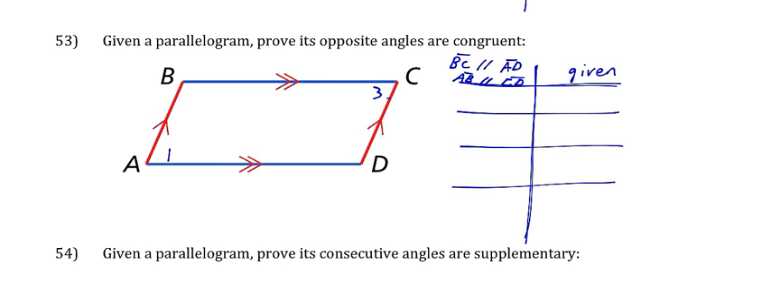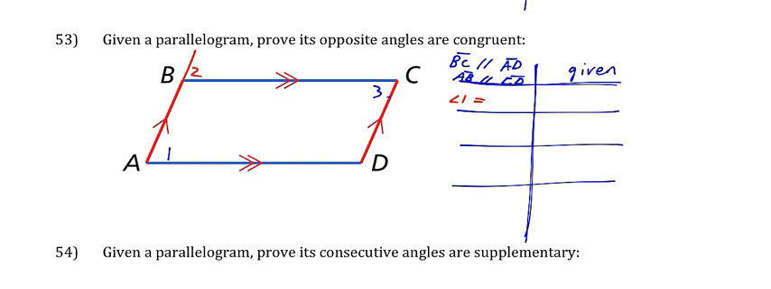Now, how do we jump from 1 to 3? In this proof, what we like to do is extend this side a little bit further. See how I added that line? And we're going to put angle 2 up there. And the question is, what do you know about angles 1 and 2? The answer, they're congruent. Why?